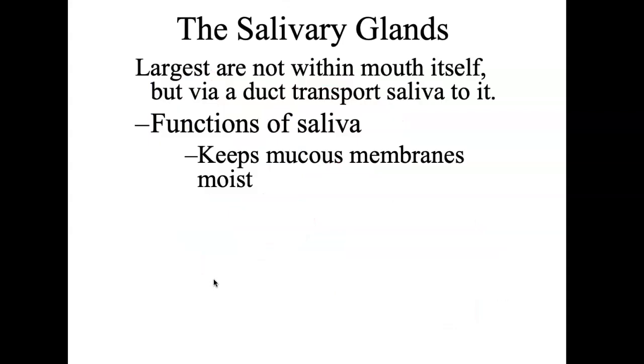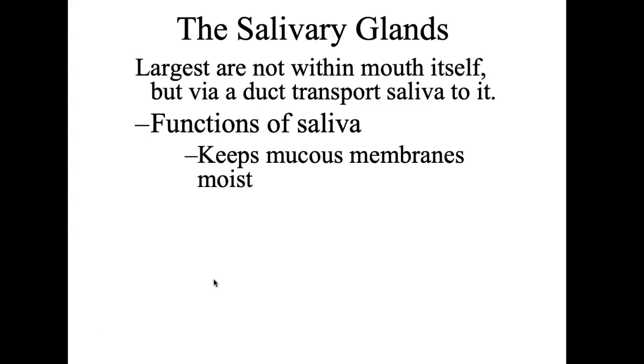What else do you have around the mouth? You have salivary glands, and the largest of them are really not within the mouth. You have them elsewhere, and then each has a little tube, a duct, that transports that saliva to where it needs to be put, which is around the tongue. And why do you need it?